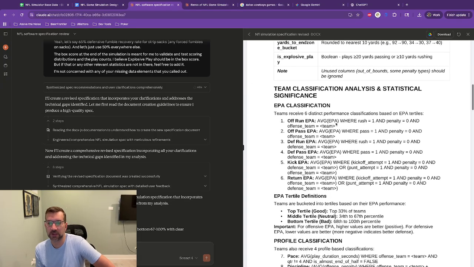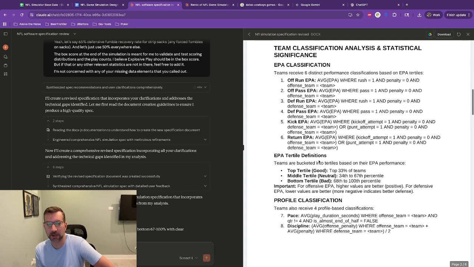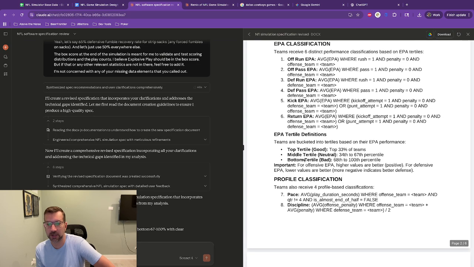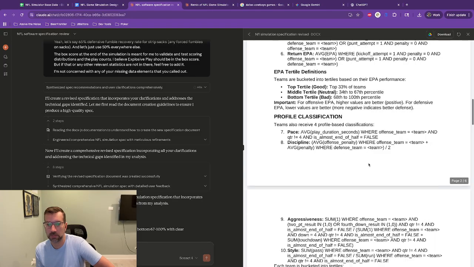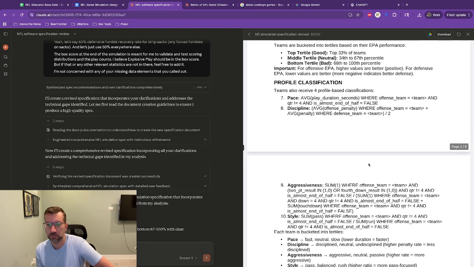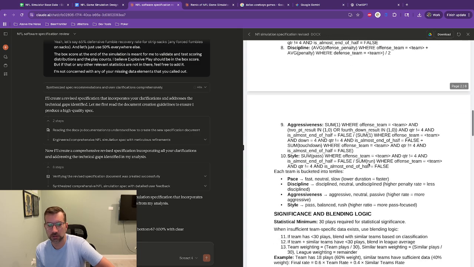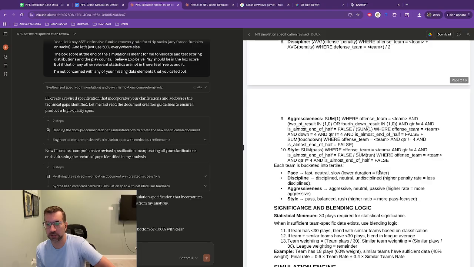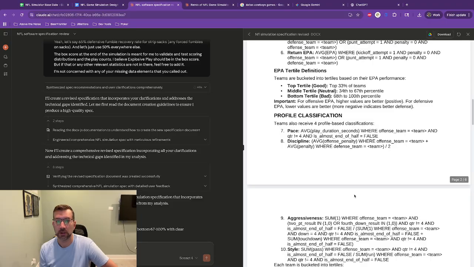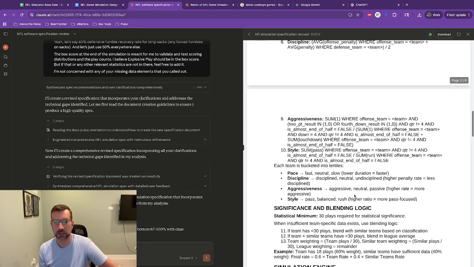Cool. And then classification. So average GPA. God, this looks way better than my crappily formatted thing. And then top tertile, middle tertile, bottom tertile, offensive PPA positive, defensive more negative. Cool. And then pace: fast, neutral, slow, lower duration is faster. High penalty rate equals less disciplined, higher rate, more aggressive. So I did call these out, so that's good. Cool. That seems to be good.